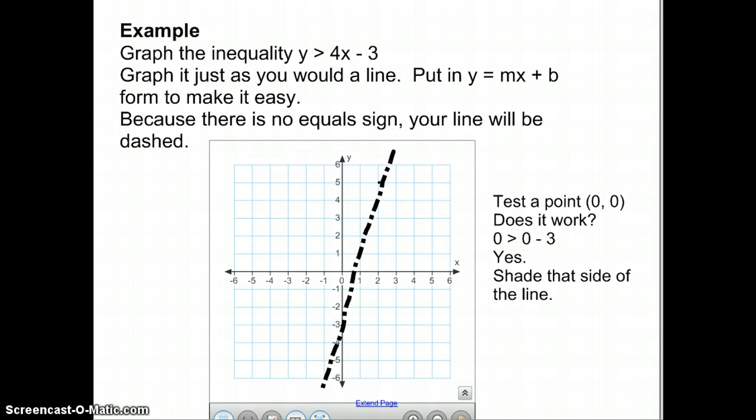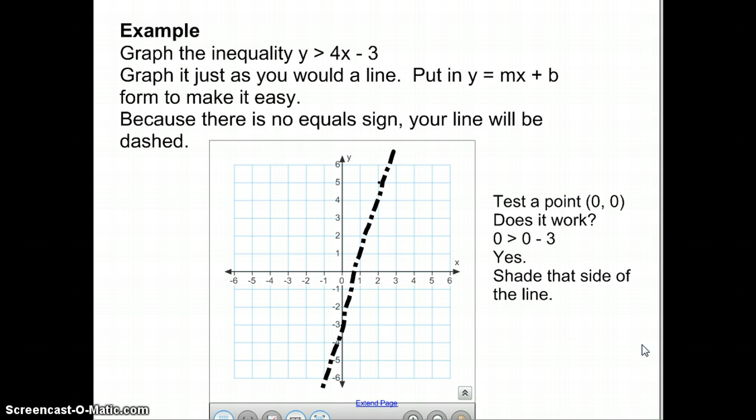So here's an example. We're going to graph the inequality y is greater than 4x minus 3. So you're going to graph it just like you would a line. I usually put it in y equals mx plus b form. I find that's the easiest way to graph. Because there's no equal sign here, our line is going to be dashed. So I drew this line, I plotted a couple points. The first thing I saw was that the y-intercept is -3, so I put that here, and then I saw the slope was 4, so I went up 4 and over 1, and up 4 and over 1, and then I put my dashed line.